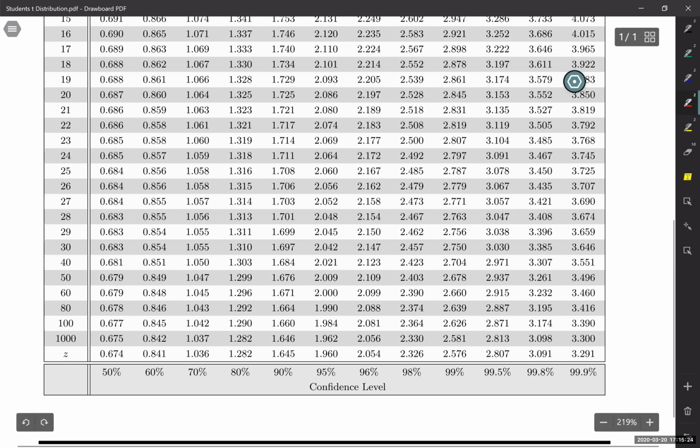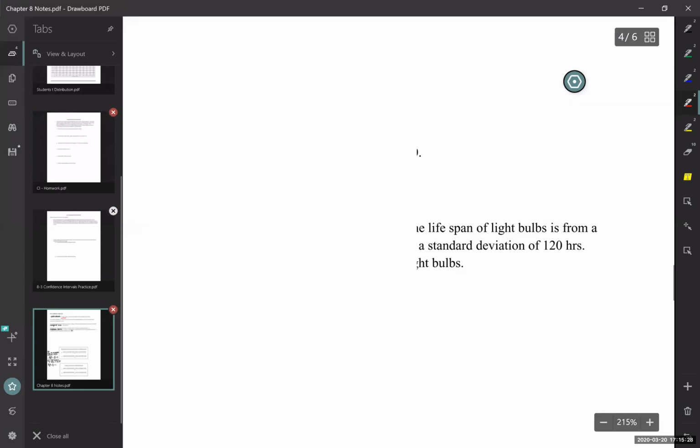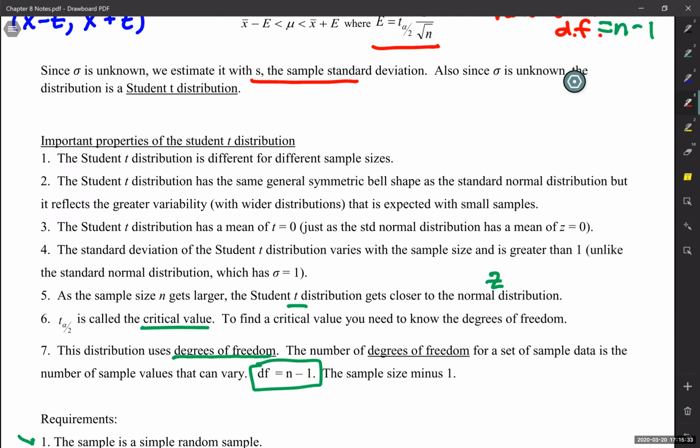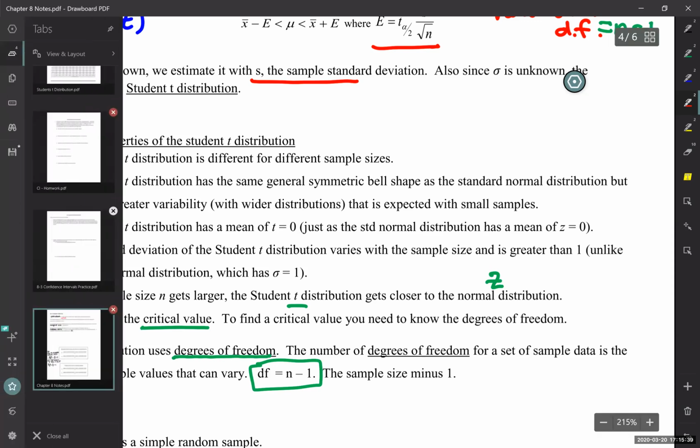And so real quick, I told you I would be bringing this back up. So going back to this page on number 5, as the sample size, as n gets larger, t gets closer to z. So let's look at that again.